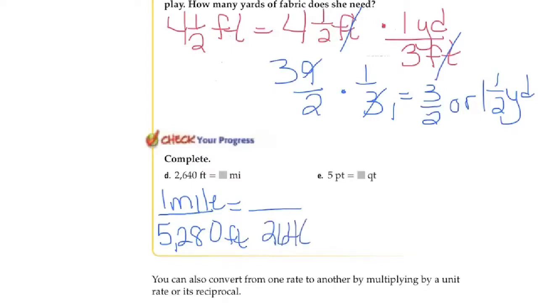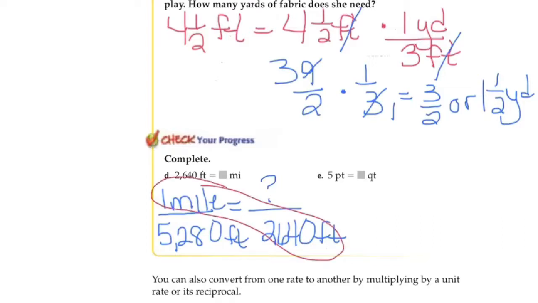And then we have 2,640 feet. Always make your two units the same. So if you have feet on the bottom, they both have to be feet on the bottom. Miles on top, miles on top. We do not know this piece right here. We don't know how many miles there are in 2,640 feet, but what we can do is cross products are equal, like we learned with proportions.